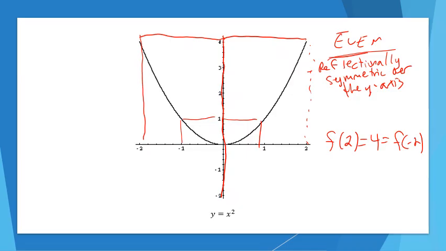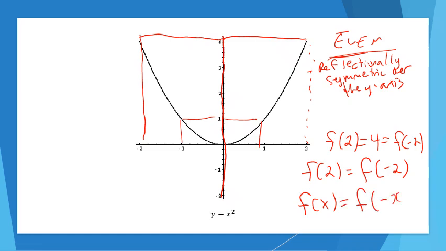So how can we express this in a rule? The answer is, let's replace 2 with just an arbitrary x. If we know f of 2 is equal to f of negative 2, and this is true for any value, not just 2, but 3, 4, 5, then f of x will be equal to f of negative x, and that is our rule for even functions.